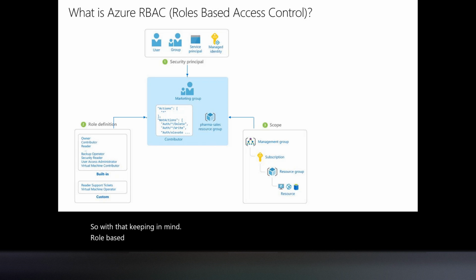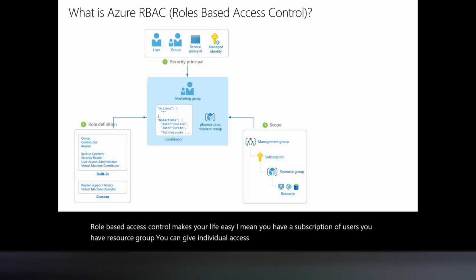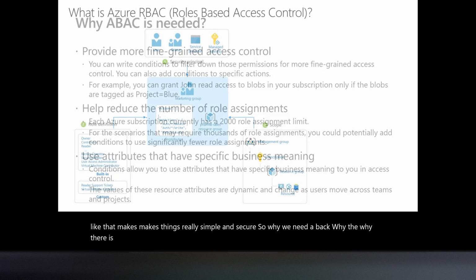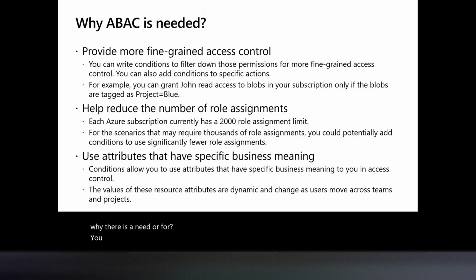With that in mind, role-based access control makes your life easy. You have a subscription, a lot of users, and resource groups, and you can give a certain group access to a resource group, things like that. It makes things really simple and secure. So why do we need ABAC, attribute-based access control? First of all, keep in mind that you have only 2,000 role assignments in Azure.